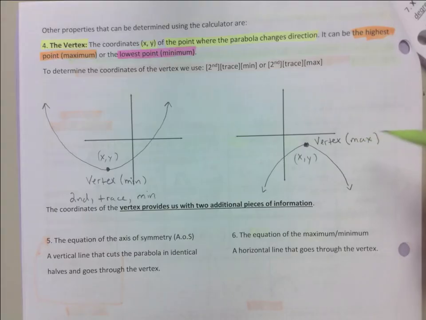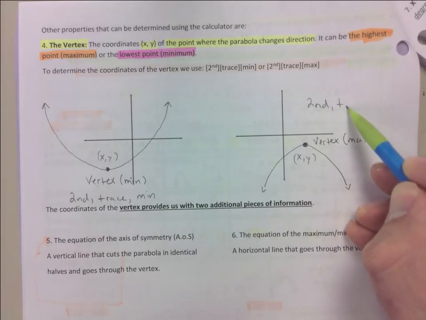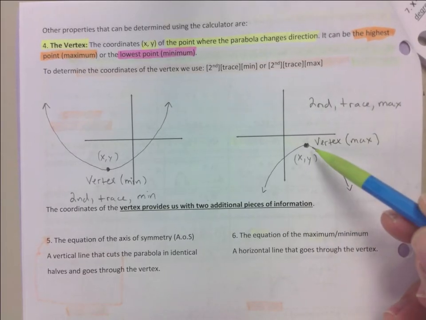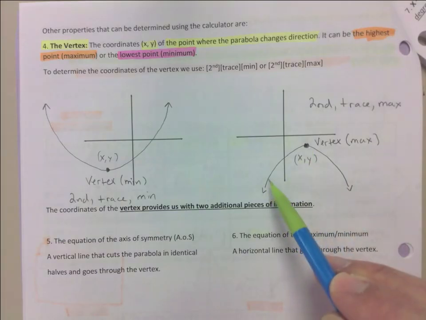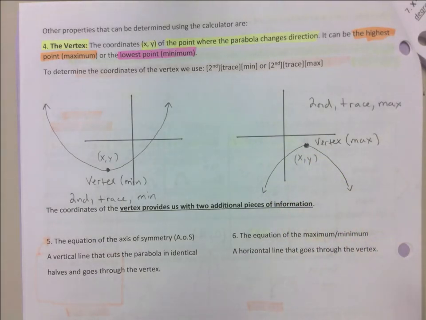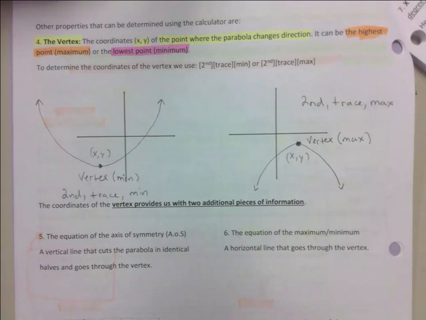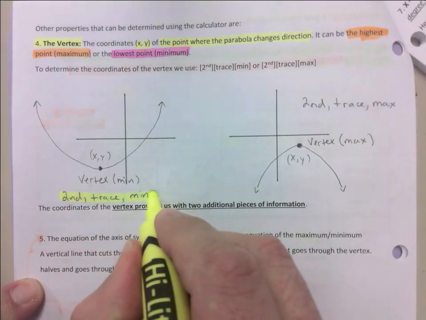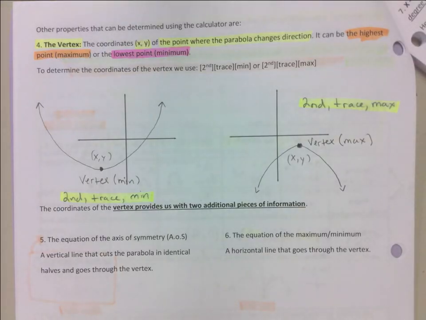What are we going to press to find the vertex? I wonder if you can already figure that out. Second trace, you guessed it, max. So this is the highest. In this case, it is the lowest point this graph ever reaches. Here, it's the highest point it ever reaches, okay? All right, let's keep going. Let me highlight the keystrokes. Those are the keystrokes, we call them, the keys.